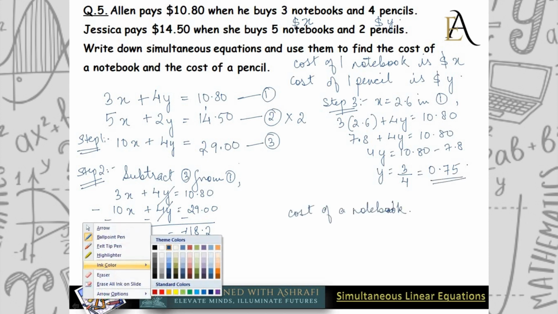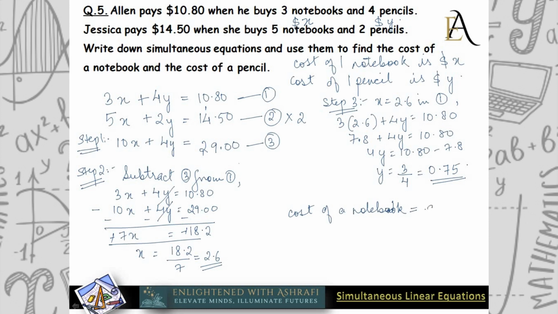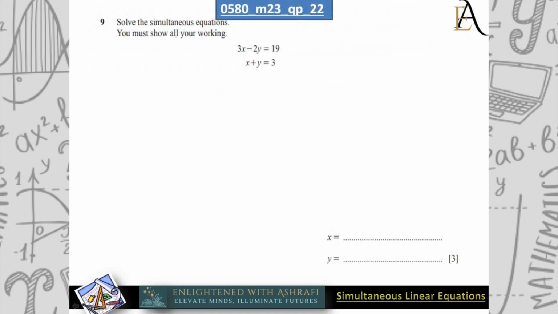The cost of a notebook is equal to $2.6, and the cost of a pencil is equal to $0.75. Solve the simultaneous equations. You must show all your working. This is for 3 marks.